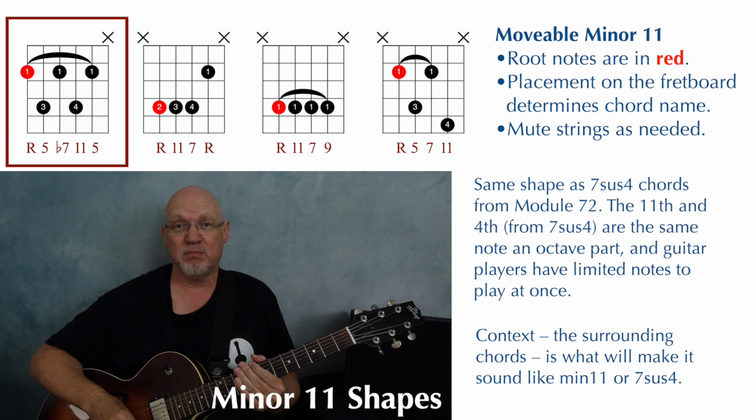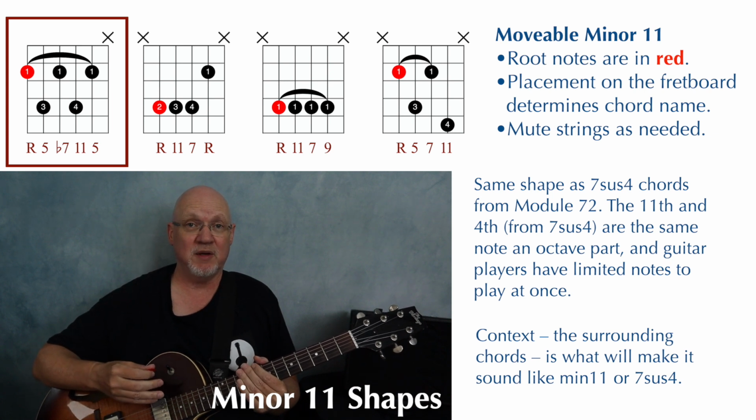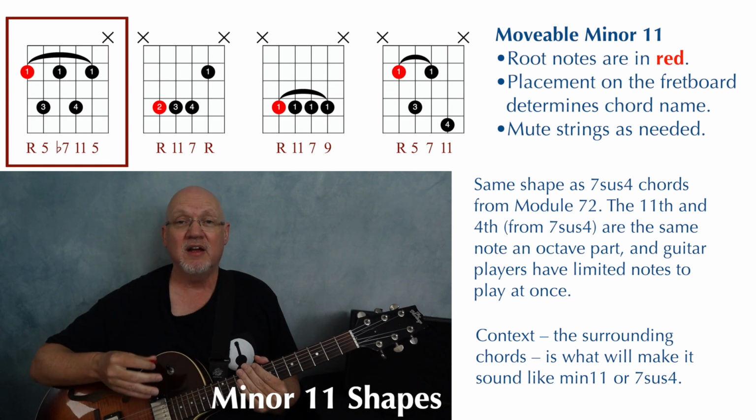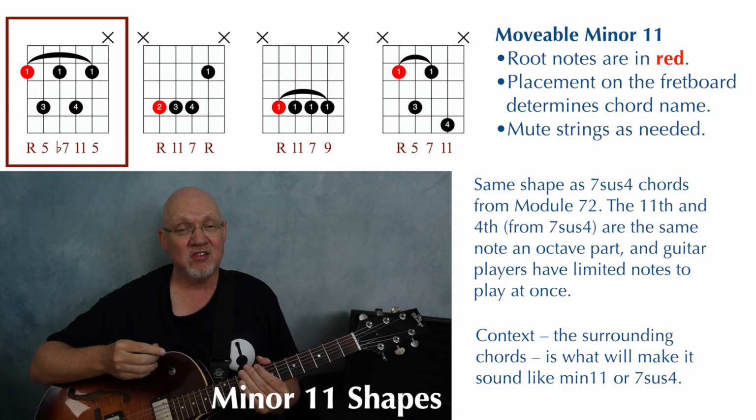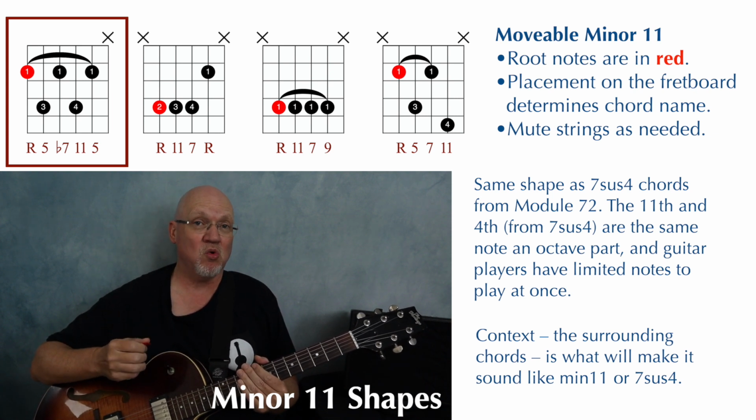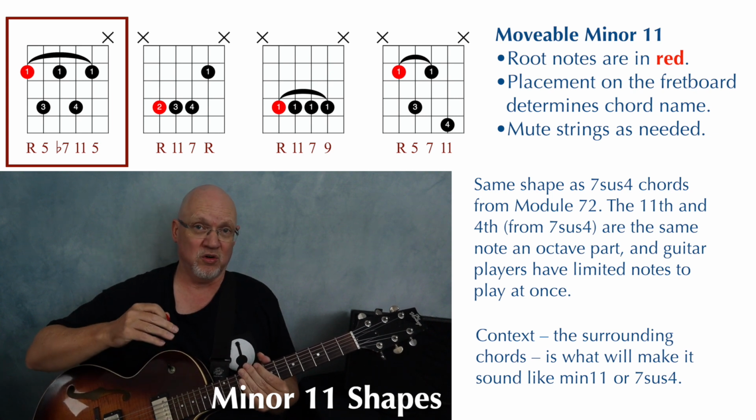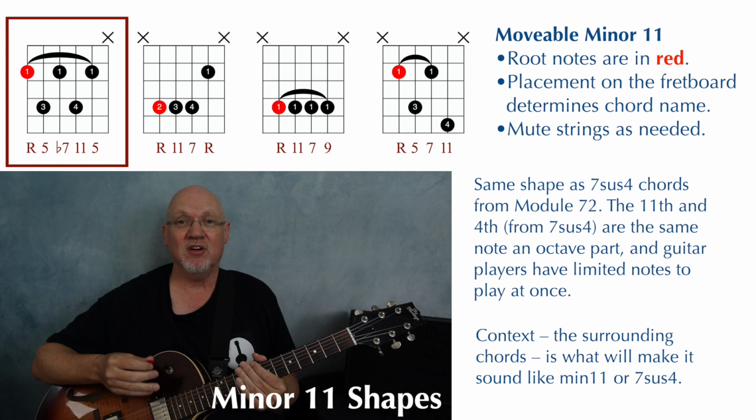If this chord is played somewhere in a progression where you would typically hear a minor chord or a minor 7 or a minor 9, it'll be perceived as a minor 11. If it's placed where you would typically play a dominant 7 chord, it'll be perceived more as a 7 sus4 chord. So it's all about context, the chords that are before and after this chord.